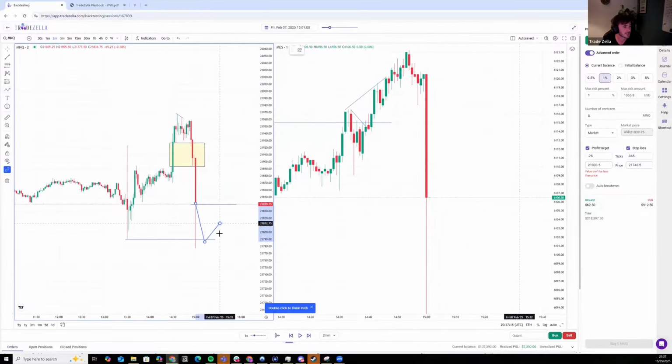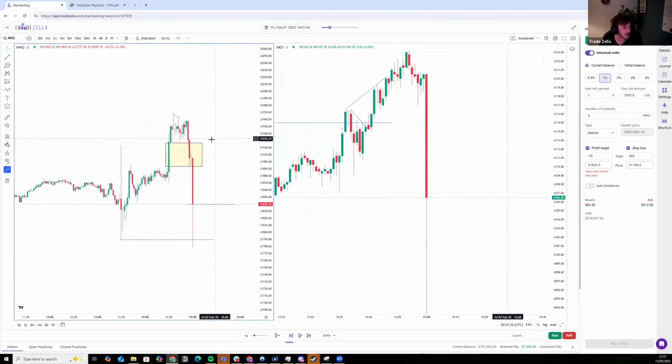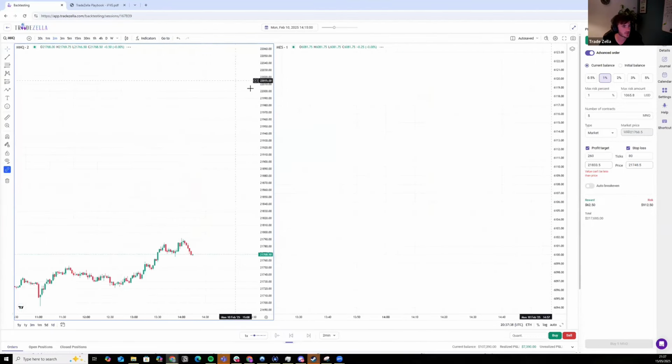So like in the first two examples, when the displacement's that strong, you don't need to wait for a pullback. You can just get in and sell because the momentum and the pressure from that trade is so strong that it's unlikely to come back to your fair value gap. Okay. But yeah, we missed out on our trade here. We had the right idea. We just didn't get an entry. It is what it is. Happens. So let's go to the next day.